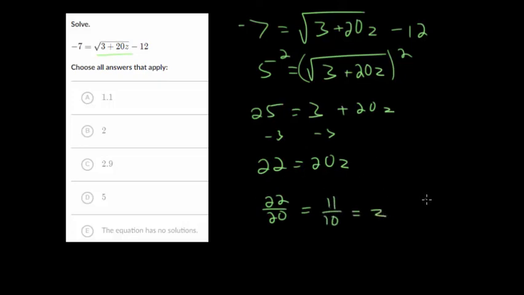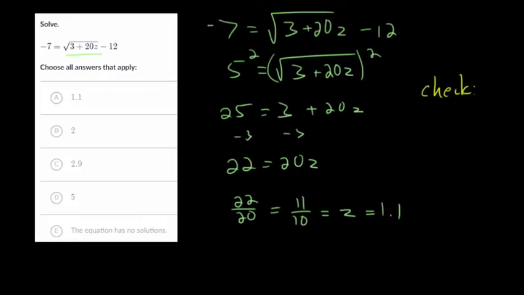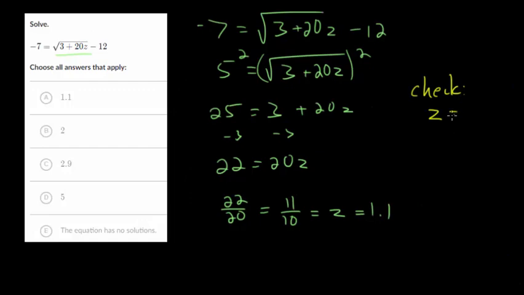And so that's our z value, or at least what we think is the z value. And by the way, 11 tenths is really just 1.1. So let's plug that back in and see if we get something that makes sense. So we can check this. Let me just make a bit more room here. And we're just plugging in, z is 11 over 10. So we have that minus 7. And I'll add the 12 to the other side. It won't change anything. And we get the square root of 3 plus 20 times 11 tenths.